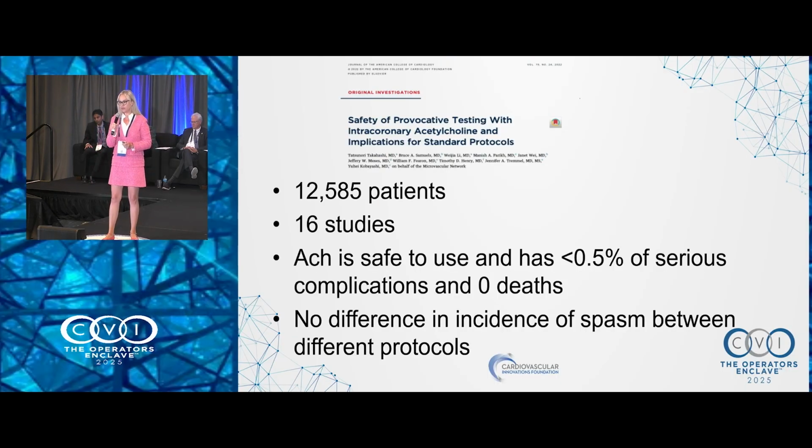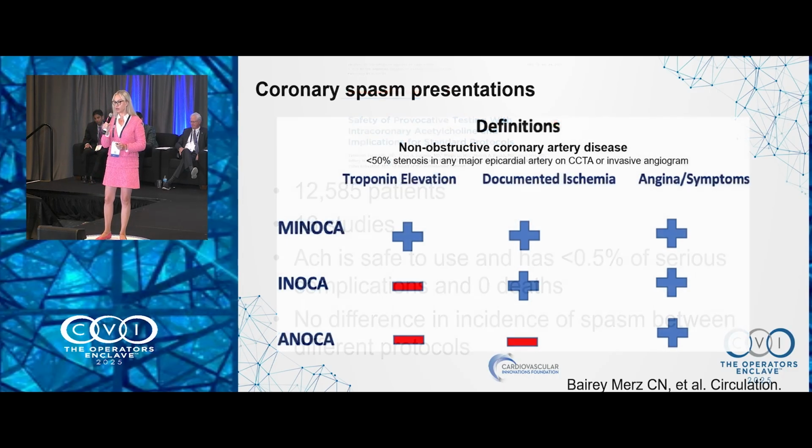So what is the safety of acetylcholine? This meta-analysis published by the Microvascular Network evaluated more than 16 studies with different protocols and showed that acetylcholine is safe and it has only less than 0.5% of serious complications and 0 deaths. There was no difference in the incidence of spasm based on the different protocols used.